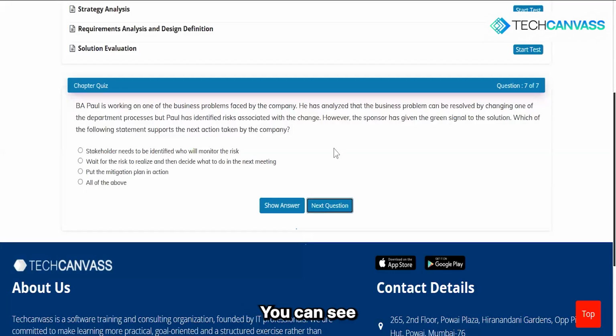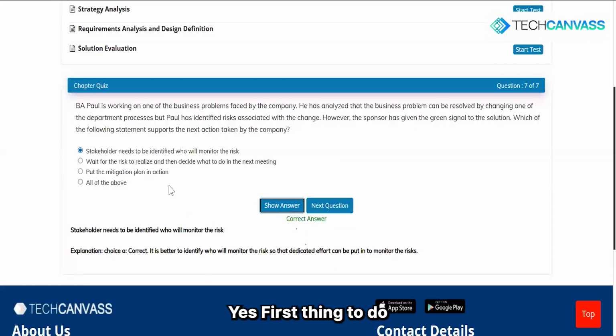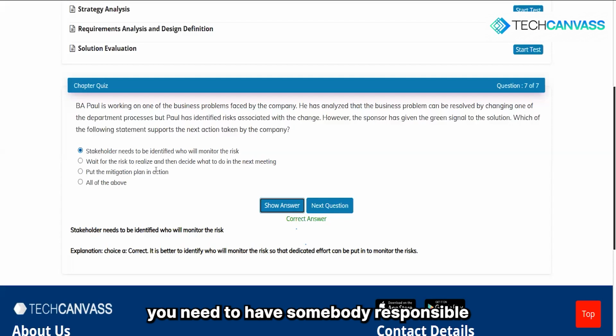You will always remember this if you attempt it wrong. Trust me. Option C. Put the mitigation plan in action. Okay. Anyone else? Option A. Yes. First thing to do, the next action taken by the company is to identify who will monitor the risk. Remember, a risk is such an area. You need to have somebody responsible for that. Who will monitor it? Those kinds of things should be there. So that will be the first thing. I mean, obviously, these two things will also happen, but at a later stage.